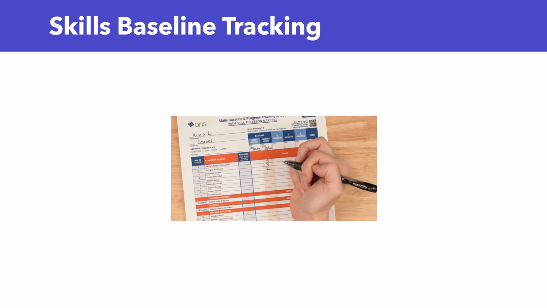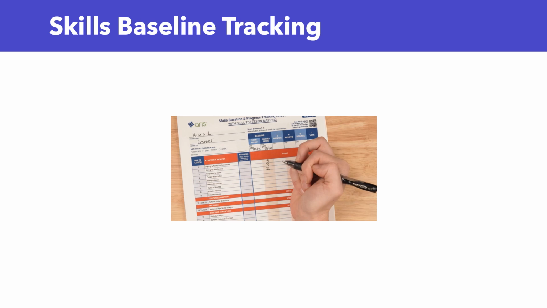Okay, let's circle back to the skills baseline and progress tracking sheet. This tracking sheet is intended to be an observation tool. Sometimes you or the parent will already know what the student is able to do and where they struggle. For some skills, you may need to create a situation in which you can observe the students to assess the skill.